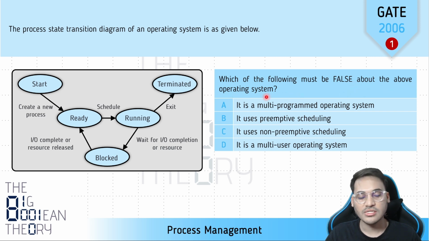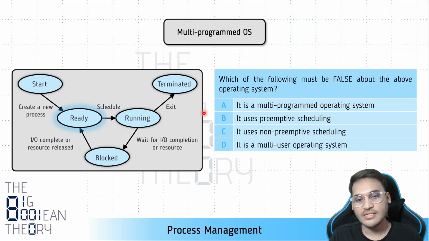So basically, it's a fairly simple question. There is a process state transition diagram given for a particular operating system, and we have to verify which of the following statements must be false. So let us go over these statements one by one and check whether they're true or false. Okay. So the first option, that is option A, is saying that it is a multi-programmed operating system.